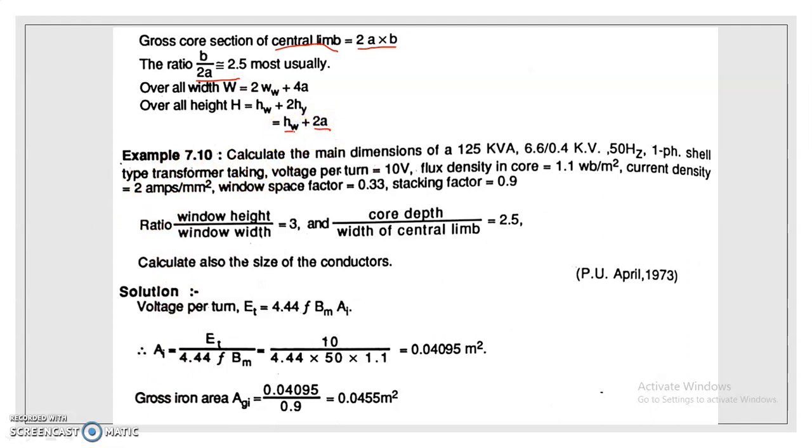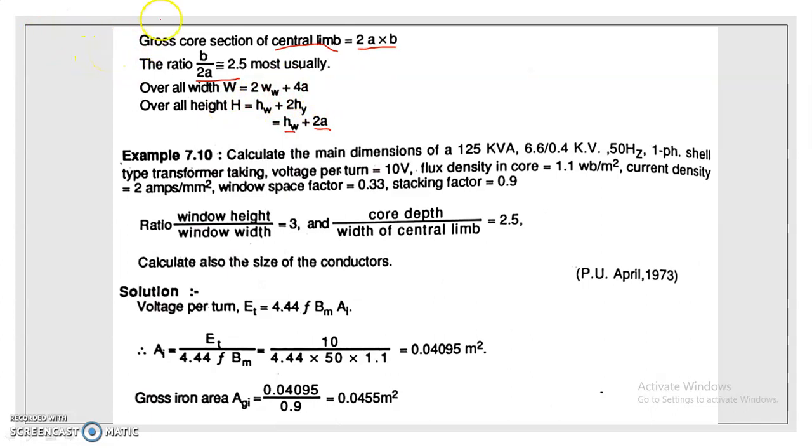Let's see a simple problem. Calculate the main dimensions of a 125 kVA transformer. The ratings are given as 6.6 by 0.4 kV, that is the higher voltage 6.6 kV and the lower voltage 0.4 kV. Frequency is also given, 50 Hz. The main thing is the type of transformer: single phase shell type transformer, and voltage per turn EMF 10 volt is given.